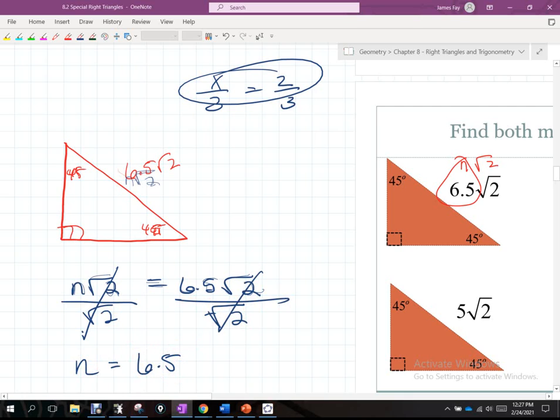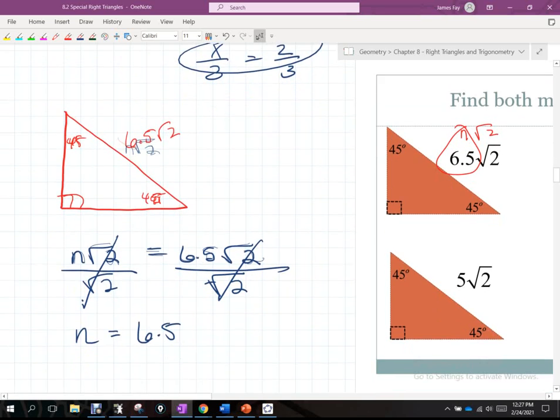Okay. Now, a lot of you say, that was too much. I'm not going to do that. That's stupid. That's a waste of my time. And I agree with you on that question, because it's easy to see that the hypotenuse is identified as n radical 2, and they give me the hypotenuse as 6.5 radical 2, then n has to be 6.5. Okay? Much like this bottom one here.